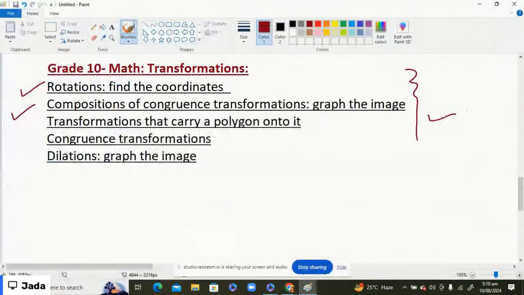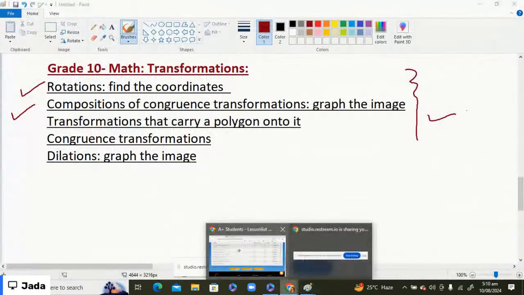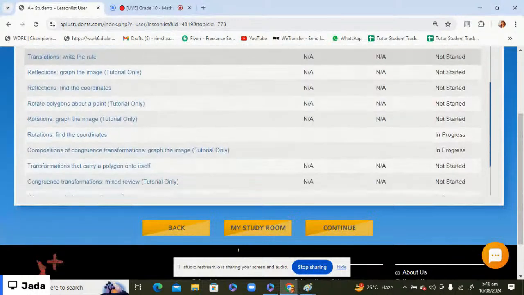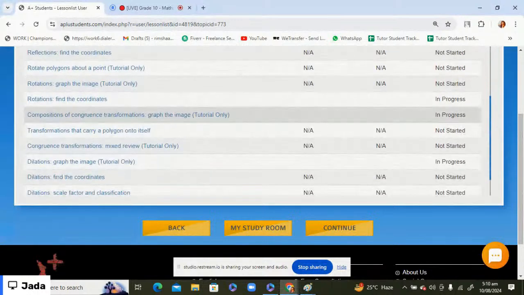What's the find the coordinates? We have done it. It's not, so here. Composition of the congruence transformation graphs the image.